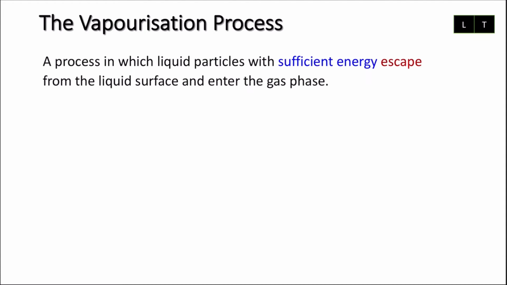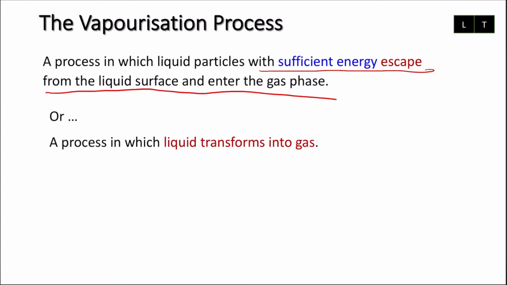Now we go for the processes. Ada dua proses yang kita akan fokus dalam liquid. Yang pertama adalah vaporization process. It is a process in which liquid particles with sufficient energy escape from liquid surface and enter the gas phase. Perkataan yang kita guna dalam kes ini adalah with enough energy to escape, ataupun dalam erti kata lain, ayat yang lebih mudah, vaporization process is a process in which liquid transforms into gas. So dalam kes ini, kita kena faham story dia macam mana liquid nak transfer into gas.